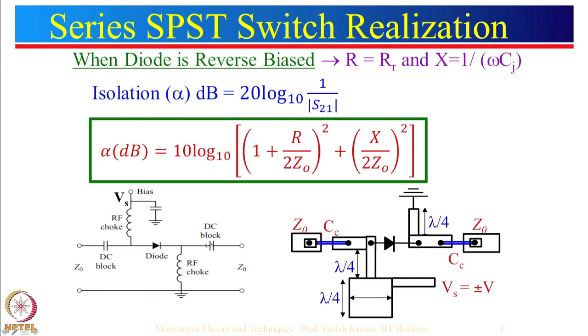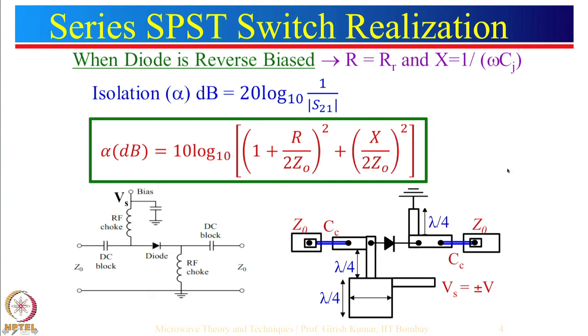Let's see how this RF choke has been realized. Again, this has been realized by using a lambda by 4 line. So this is a short here. So short will act as open circuit. So there will be no power dissipated in this particular thing.